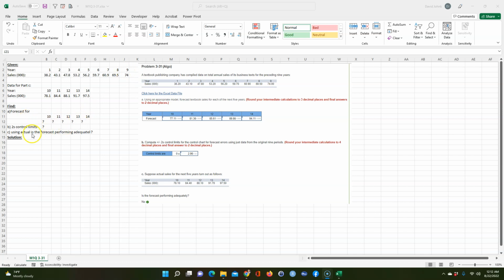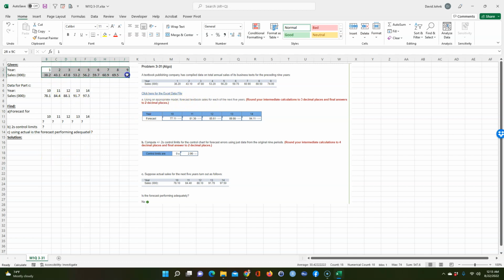That's part A. We want to calculate the control limits, plus or minus 2s. And finally, after that forecast, we find out the next 5 years, this is what we actually got. And we want to compare how our forecast did against our actual numbers, and if the forecast is performing adequately. So it says here to use the appropriate model to forecast, right?